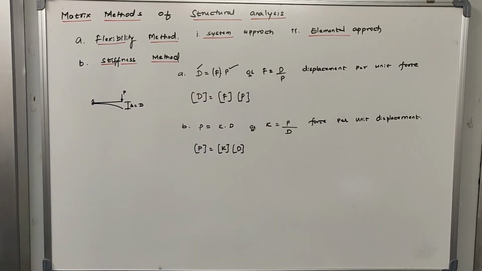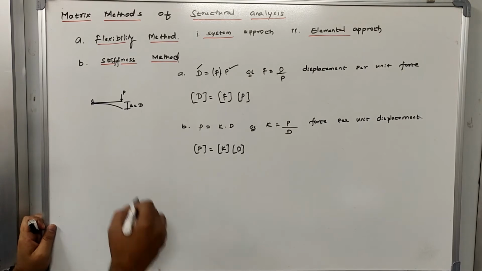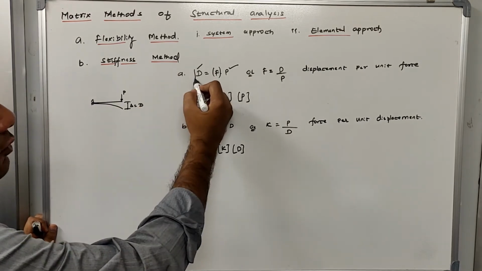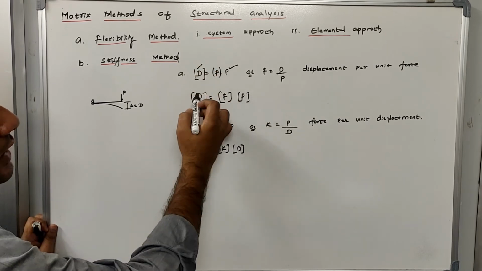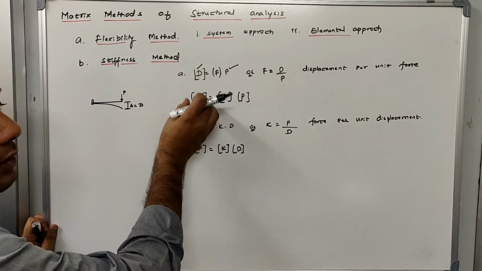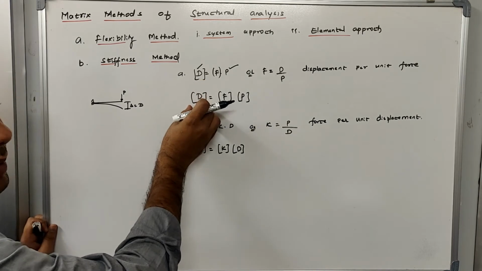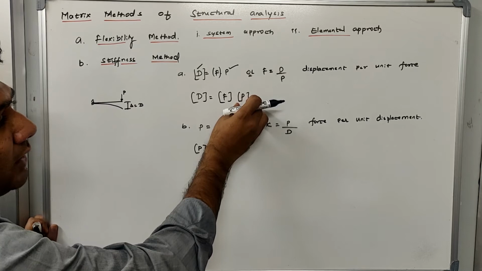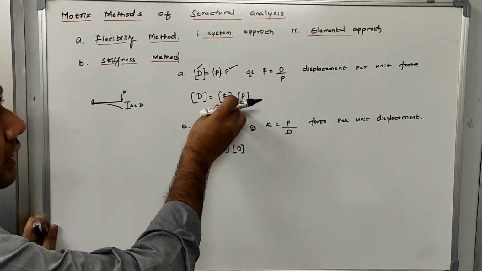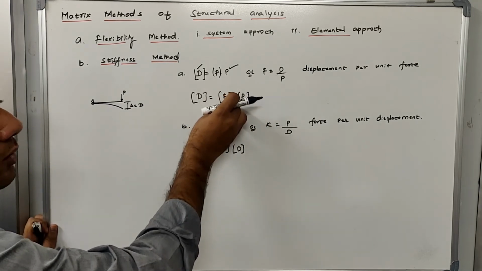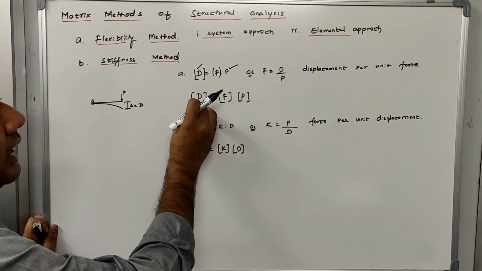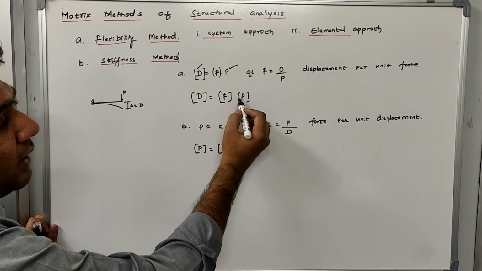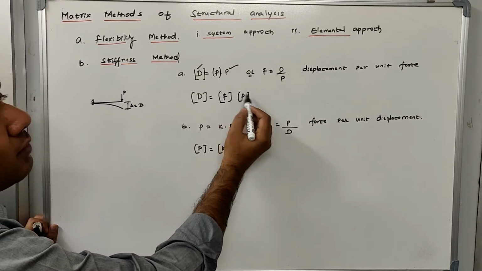Once you understand this, for any given member or structure, there can be a set of displacements. They can be formulated in a matrix format. Similarly, all the forces acting on the element can be formulated in another matrix. Flexibility can also be formulated in a matrix. Now I can write like this: the displacement matrix will be equal to the flexibility matrix multiplied by the force matrix.